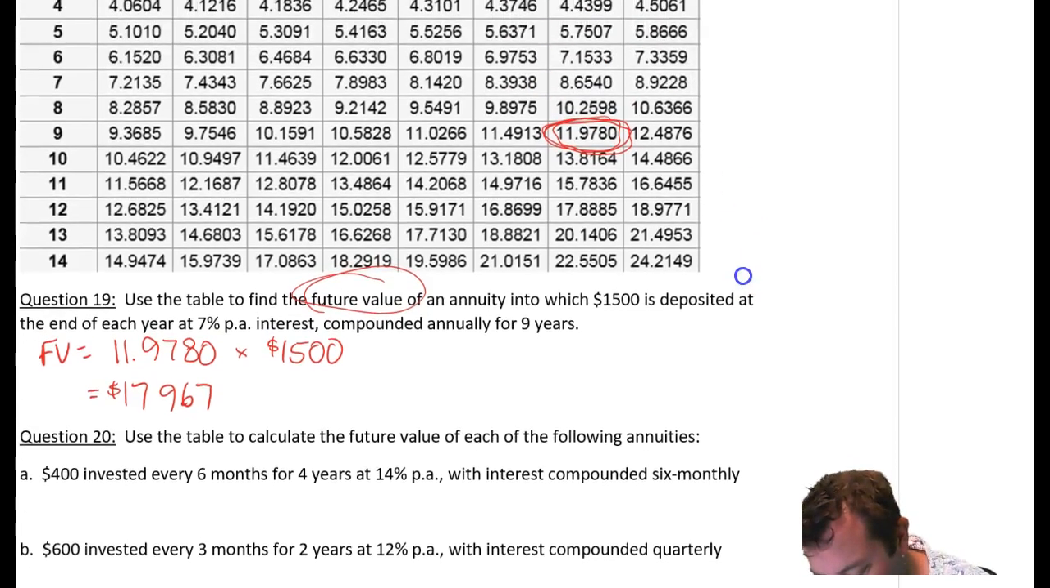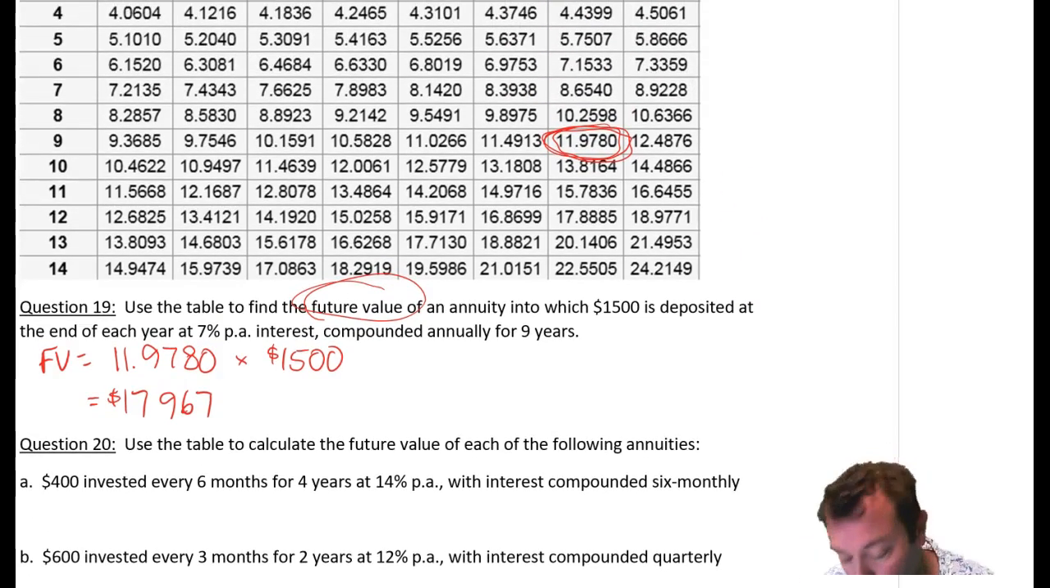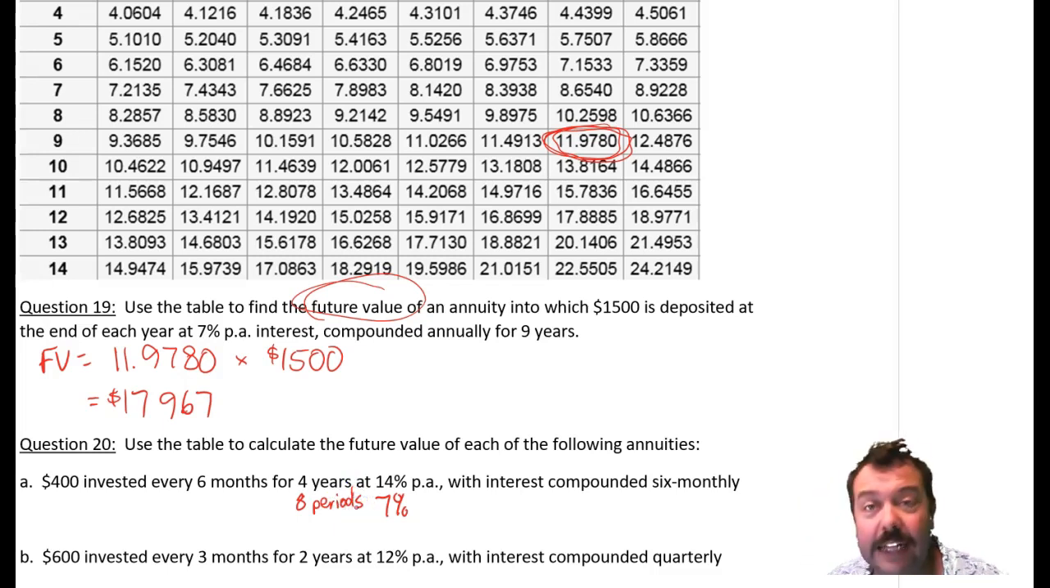So $400 every 6 months for 4 years, 14% per annum. Now, you can see that with interest compounded 6 monthly, I do have to make some adjustments. 14% per annum means 7% every 6 months. And it's compounding every 6 months. So we're actually going to be dealing with 7%. And 4 years, well, how many lots of 6 months is that? It's 8 periods. We're going to make 8 contributions at 7% per period.